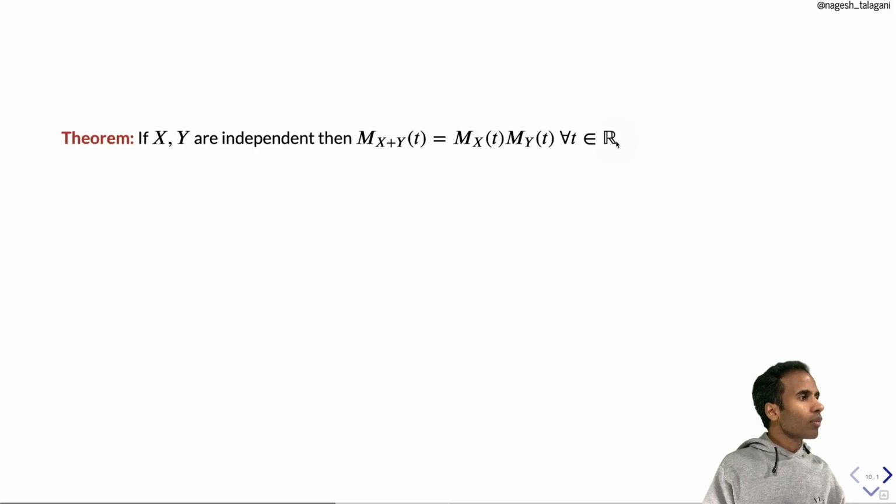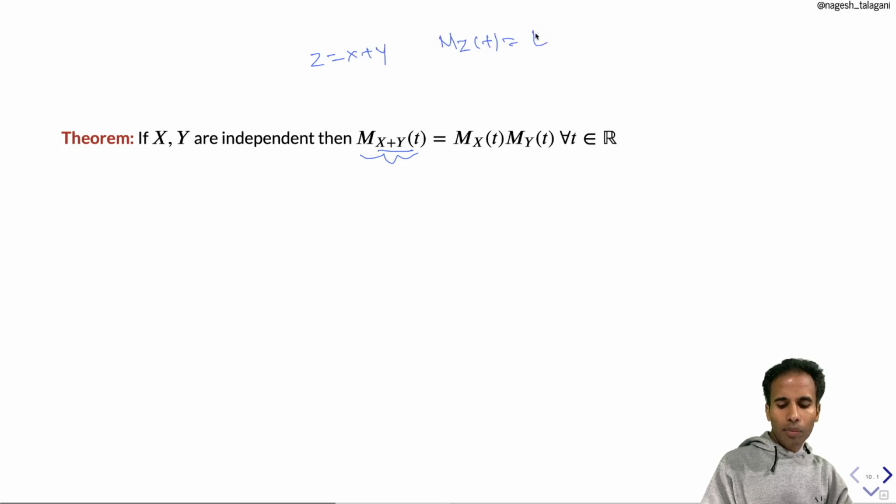Next theorem: if x and y are independent, then the MGF of x plus y at t equals the MGF of x at t times the MGF of y at t, for all t belongs to R. Okay, here the left hand side is not a joint MGF. Here x plus y is a univariate random variable. Think of z equal to x plus y. Then I am talking about M_z of t.